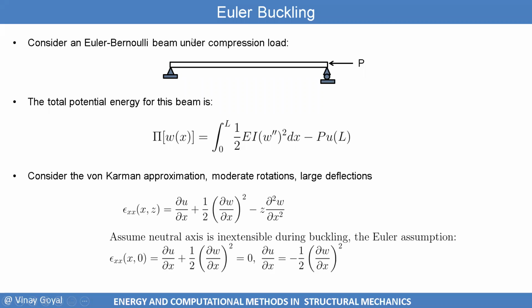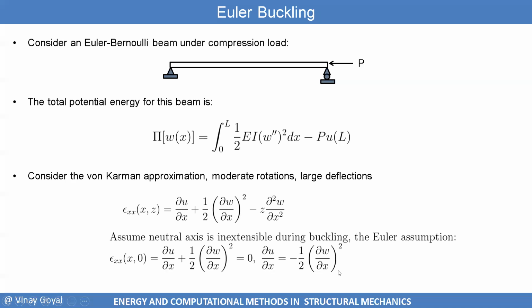And you know that when things buckle, it's very unlikely that the neutral axis will change in distance. So as a consequence, we can set the neutral axis strain equal to 0 when buckling occurs, because it's unlikely that that neutral surface will change in value. It does make sense when you're applying a compression load that a neutral axis is compressing, but once it buckles, you'll expect things to come back to 0. So if we set that equal to 0, then I can write derivative of u with respect to x equals minus 1 half derivative of w with respect to x squared.